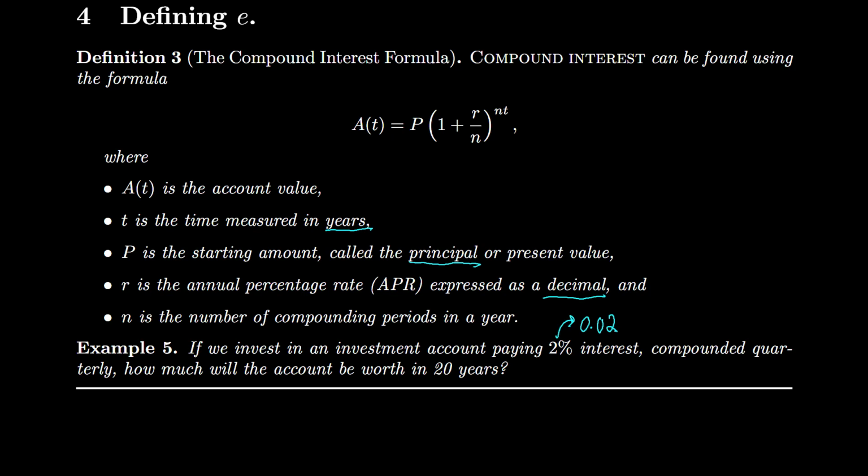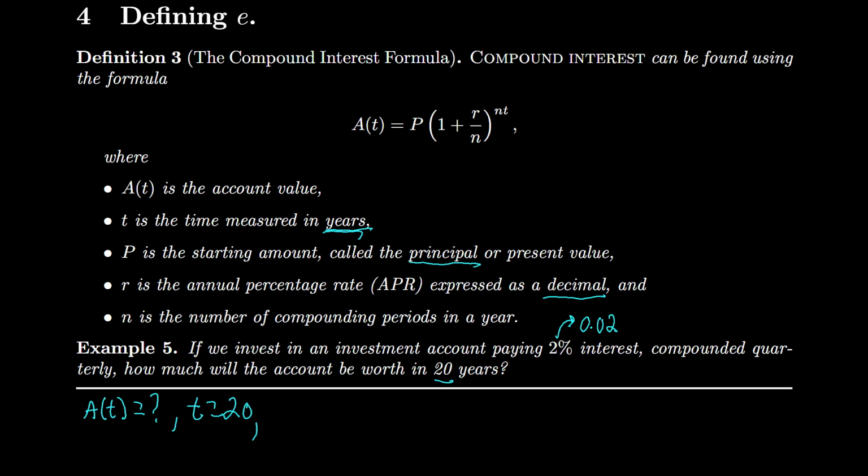A of t is what we're trying to figure out. How much will it be worth? That's the account value, so we don't know what that is. A of t equals, we don't know. Let's look at t. t equals time measured in years, it says. It says 20 years, so t must be 20. Now, if this were in months, we would need to convert it to years. I trust that you all know how to do that.